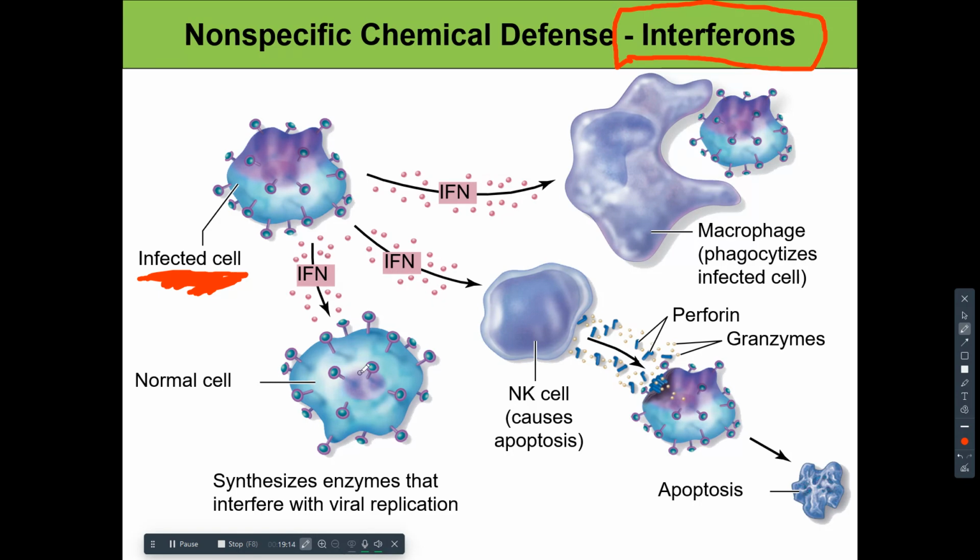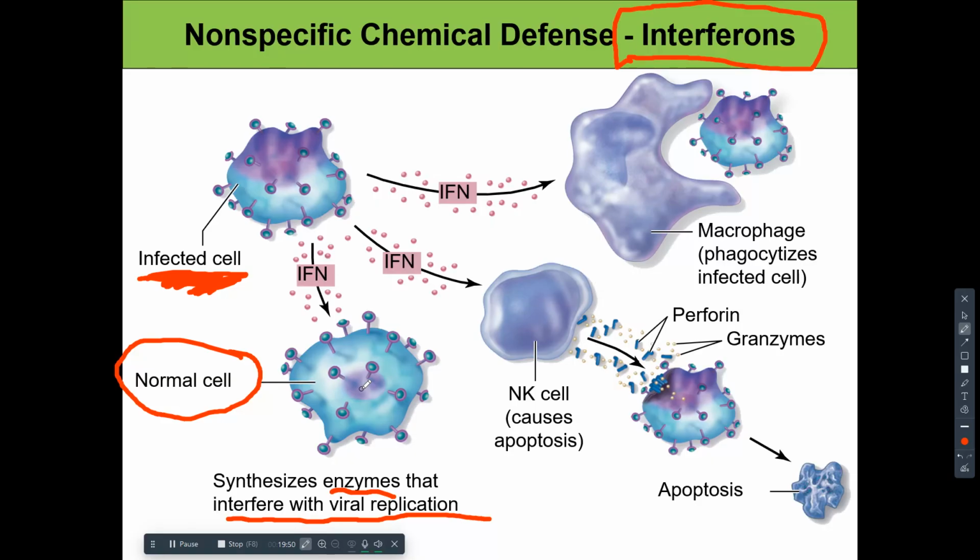So interferons, when they stimulate neighboring normal uninfected cells, cause those cells to make enzymes that interfere with viral reproduction. The fact that they're causing the cell to make enzymes that interfere with viral replication is why they get the name interferons. Now, this is not all they do. This is really important, though. This helps limit the spread of the virus.